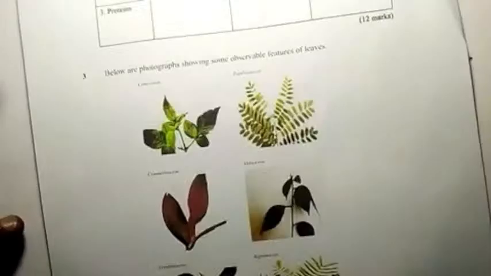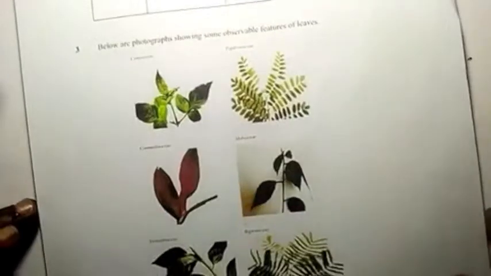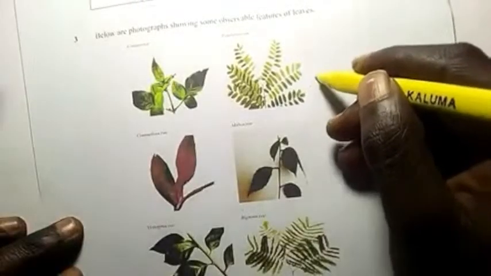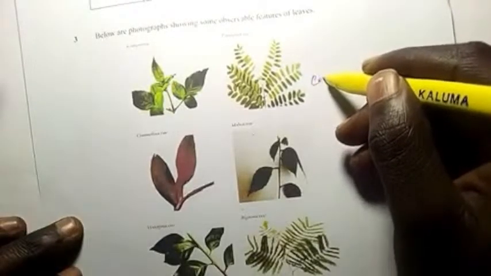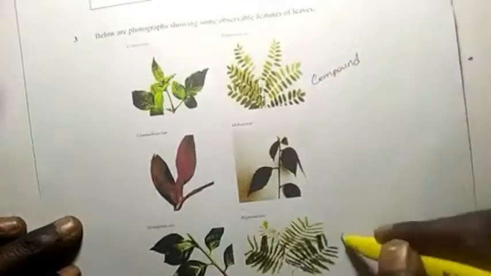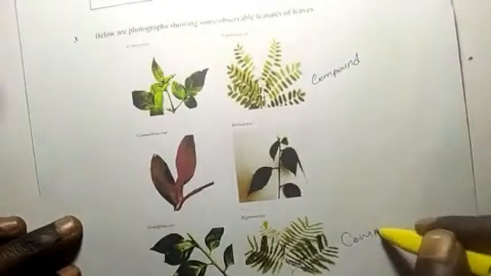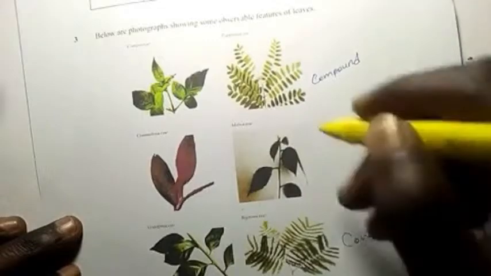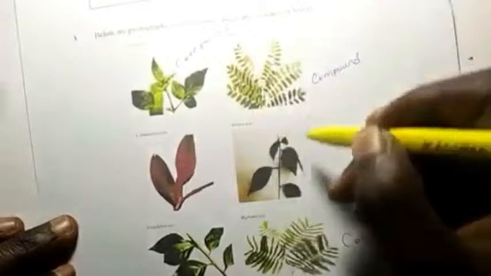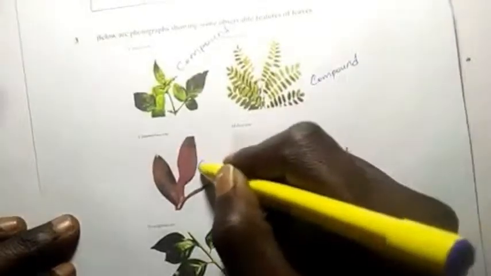Now let's start on leaf simple and leaf compound. So this is the leaf compound, then this is leaf compound, and even this one is compound, and this is simple, simple.